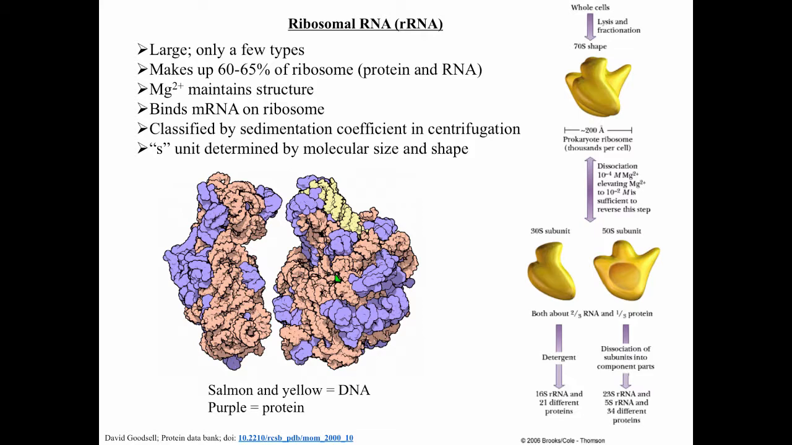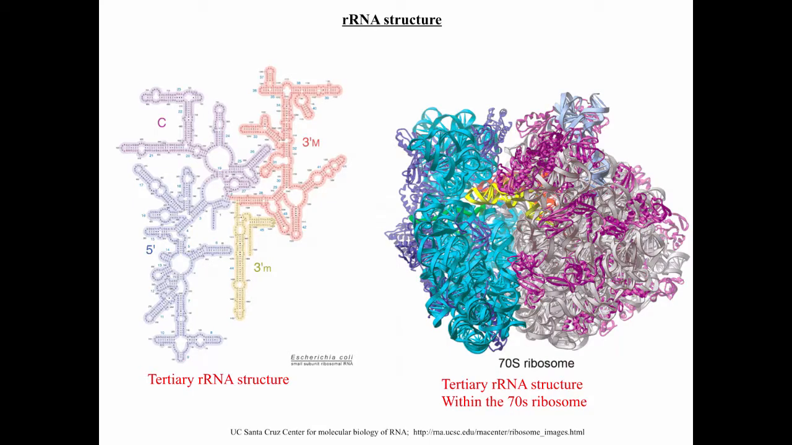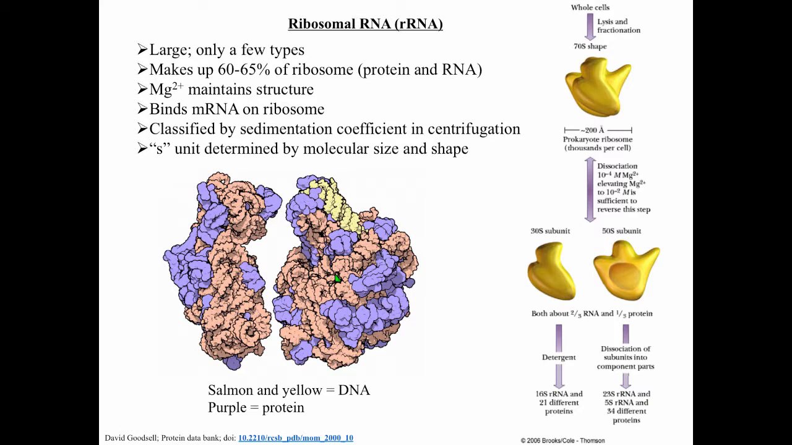And so when people initially isolated the ribosomal RNA, they would centrifuge it, and the ribosomal RNA sedimented at a specific rate, which we call the sedimentation coefficient. So S represents these different parts of the ribosomal RNA, and they each have their own size and shape.